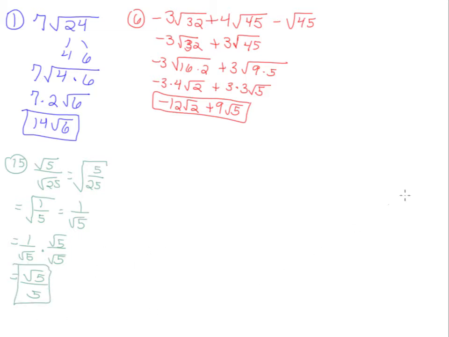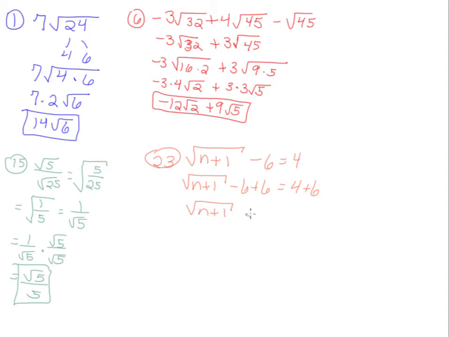And the last one Mr. Spelling didn't work out was question number 23. Remember, when solving these radical equations, the first thing you have to do is get the radical by itself. So since I am subtracting 6 from the radical, I need to add 6 to each side of my problem. That'll give me the radical of n plus 1 on the side of the equal sign by itself.